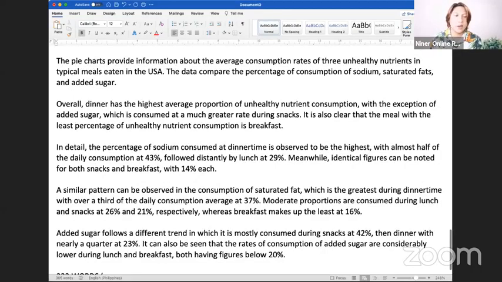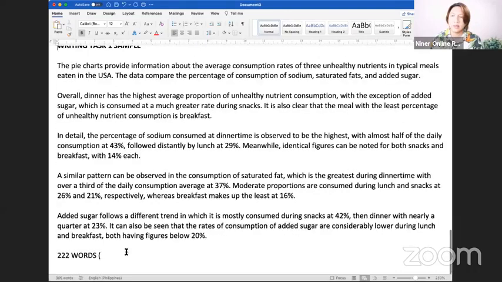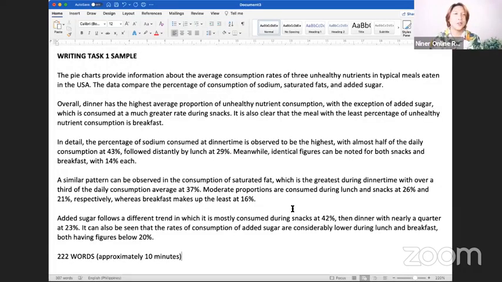So how did you find this one? Pretty easy, right? Very straightforward. I'm just going to put the writing time at approximately 10 minutes. All right, so that's your Writing Task 1 sample. To those people who are saying, oh my God, I can't do this, it's impossible for me to complete this in less than 20 minutes, here's proof that it can be done in much less time.